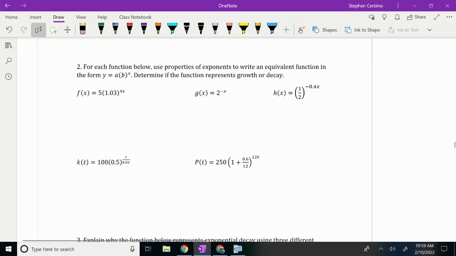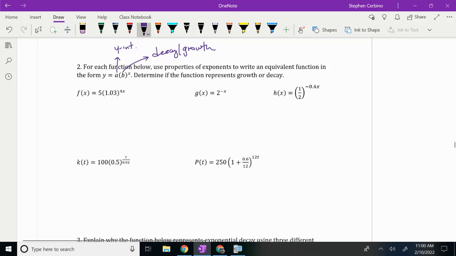The a value is always going to be your y-intercept in this form, and your b value is going to determine if it's going to be decay or growth. Remember, if the b value is between 0 and 1, it's getting smaller over time, it's decay. If your b value is more than 1, it's going to be growth over time.